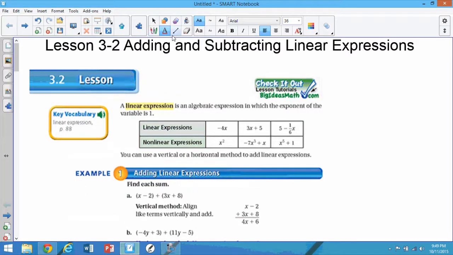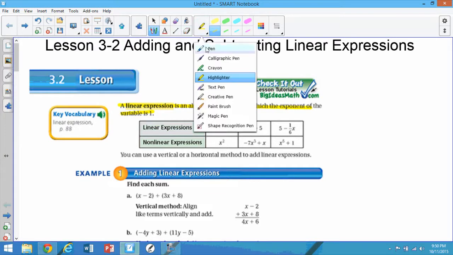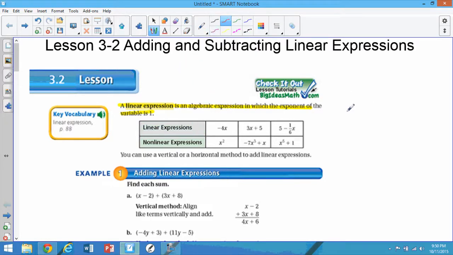In order for you to do this, you first need to know the vocabulary, and if you don't know the vocabulary, it's going to make it tough. So you need to know that a linear expression is an algebraic expression in which the exponent of the variable is 1. Now that's kind of wordy, but essentially what that means is that if you look here in this table, all of these are linear expressions, okay?